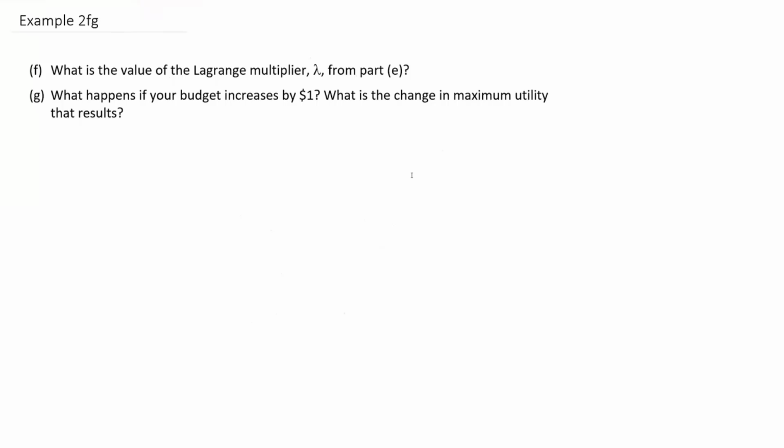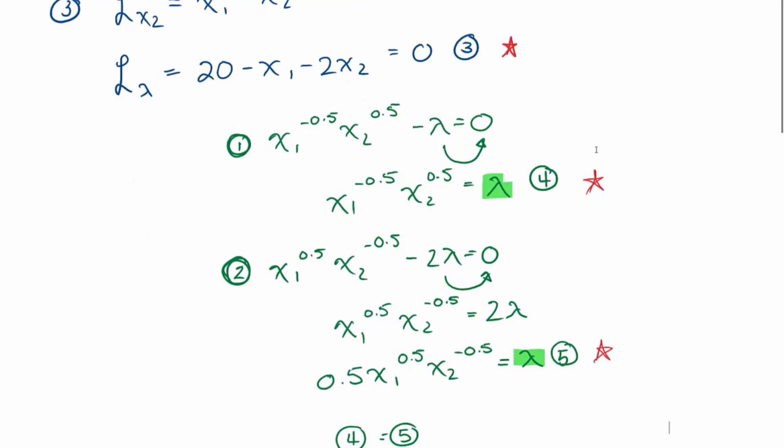Brings us to part F. What is the value of the Lagrange multiplier from part E? Now, in part E, we had our Lagrange multiplier. That's what these lambdas are referred to. The Lagrange multipliers are our lambda values.